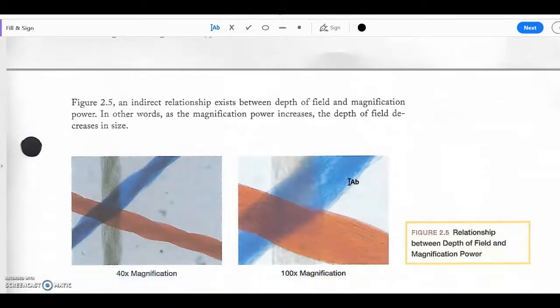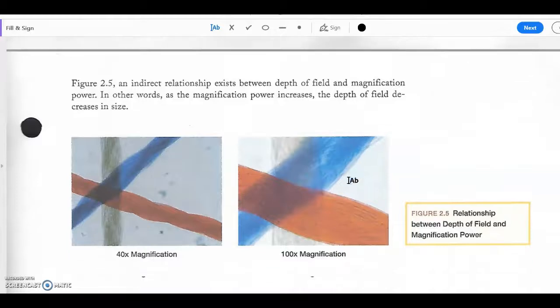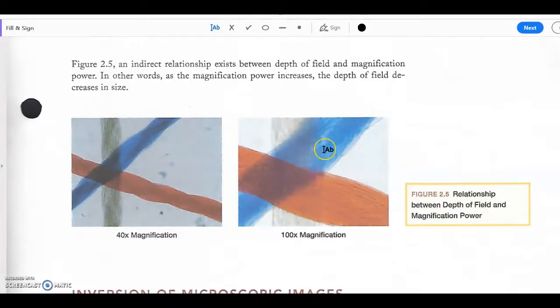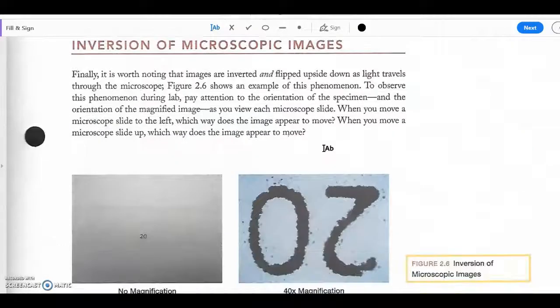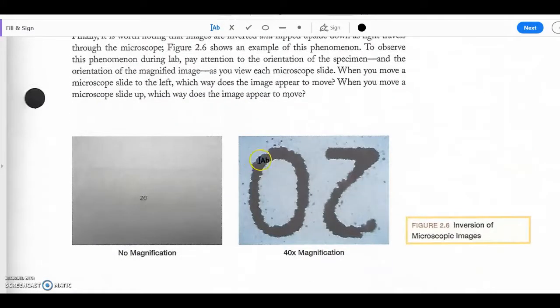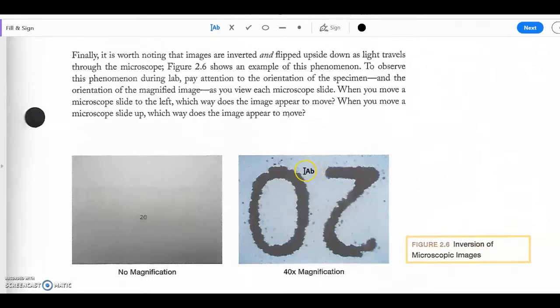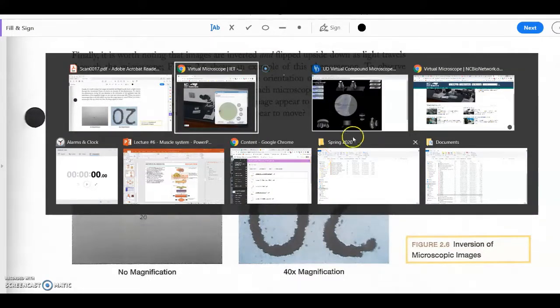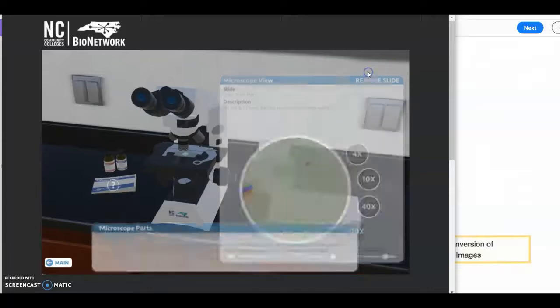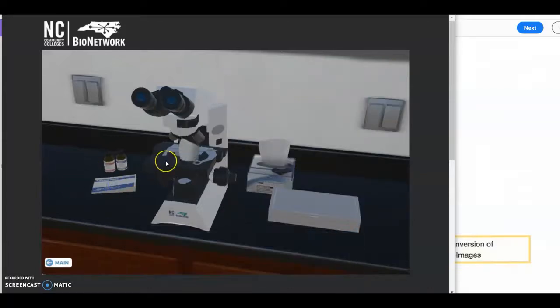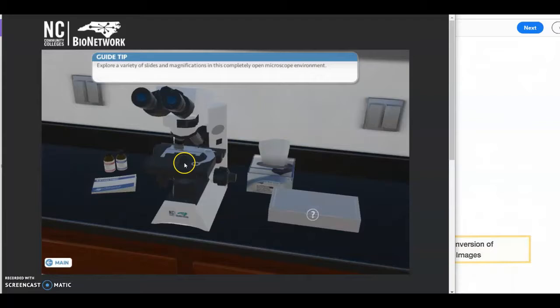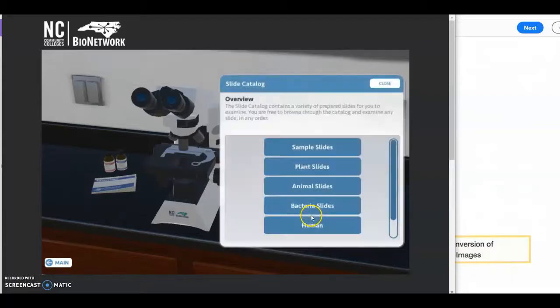So depth of the field and magnification: the higher the magnification, the lower the depth, the less you appreciate. And finally, microscopic images are inverted. So in this image, you can see the slide with the number 20 without magnification and the same slide under the microscope. We can actually do something similar right here. We're going to remove the slide. We're going to clean the microscope. After the immersion lens, it's ready to use.